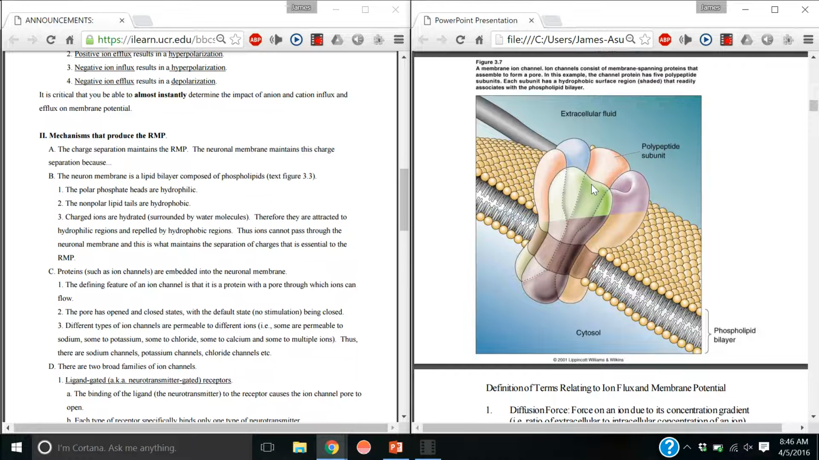These channels exist throughout the neuronal membrane. So the potassium leak channels exist in the membrane of the dendrites, the soma, the axon hillock, the axon, and the presynaptic terminal. Basically, they're everywhere.